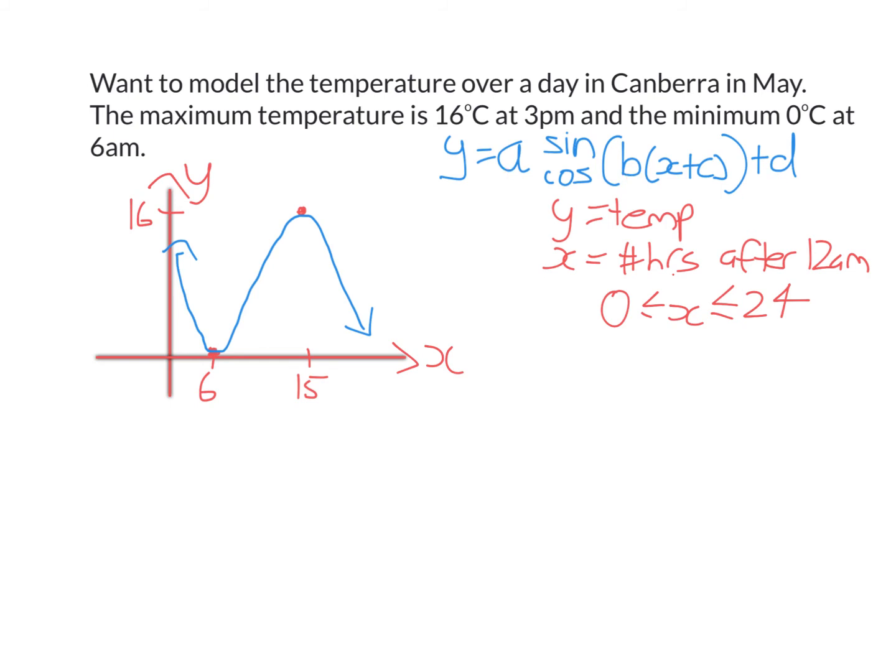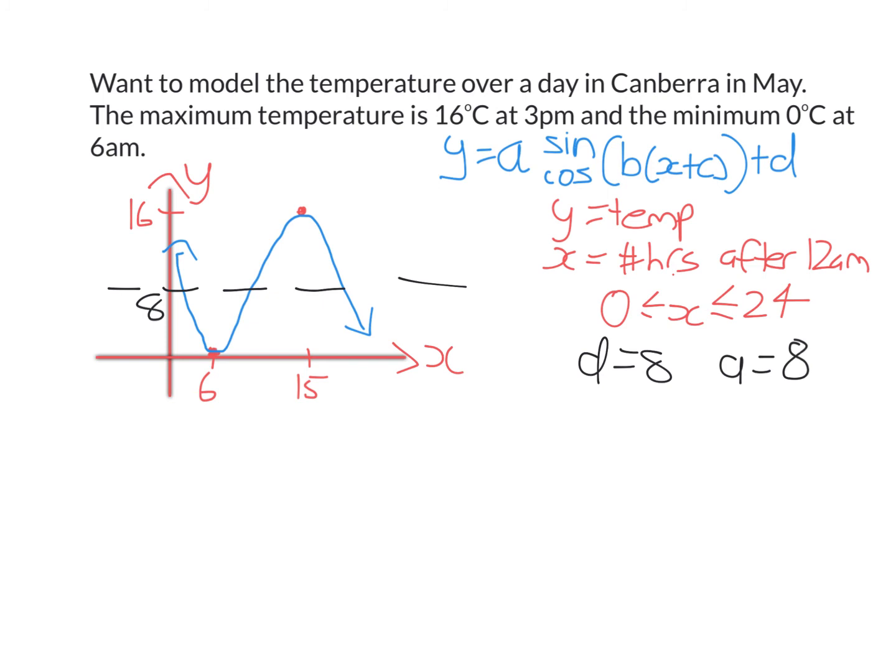So D, hopefully you remember, is the midline of this graph. So if the graph has values from 0 to 16, D will be halfway between there at 8. So D is equal to 8. A is the amplitude. It's the distance from the midline to the maximum or midline to the minimum. So in this case, A is also 8.